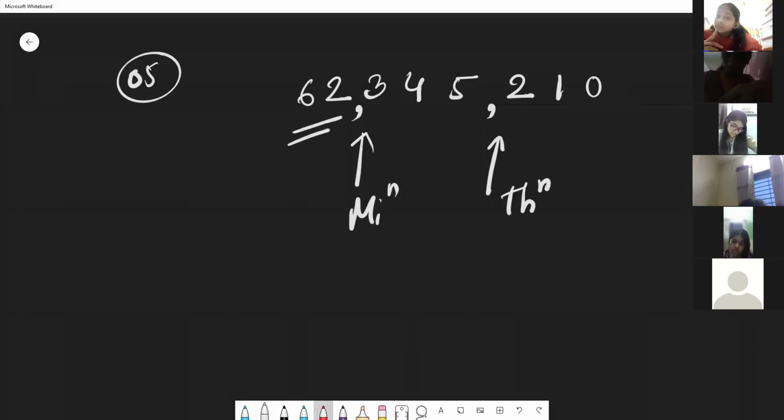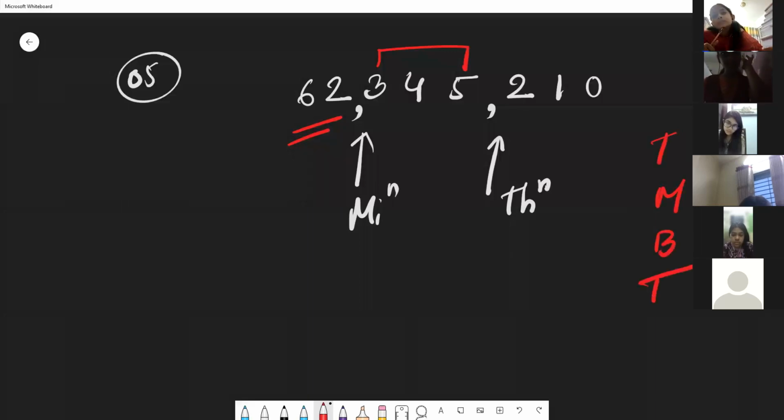Then 345,210. Is it okay now? The international system is very easy, just after 3 digits. No, sir. Okay, I will discuss again. Just after 3 digits, use the first comma for thousand, the second for million, and the third for billion. The next one is trillion.